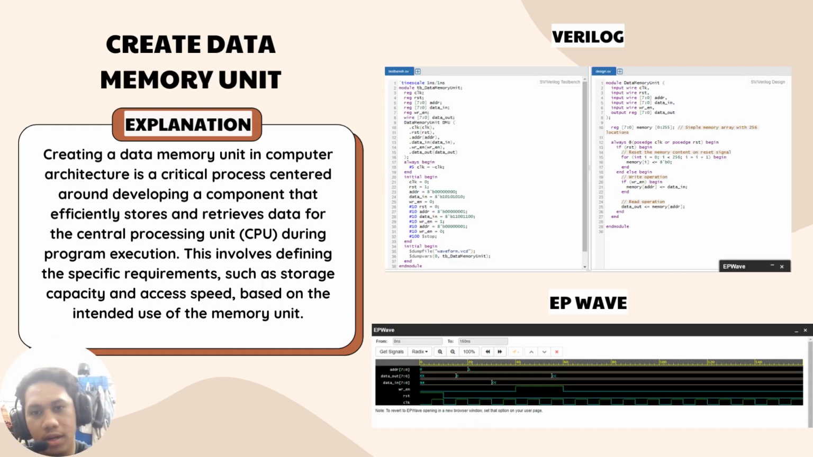Next, we'll explain about data memory. Creating a data memory in computer architecture is a critical process centered around developing a component that efficiently stores and retrieves data for the central processing unit, which is the CPU, during program execution. This involves defining specific requirements such as storage capacity and access speed based on the intended use of the memory. As you can see in the diagram section, this is the coding for create data memory, and the result is the EP wave below this.